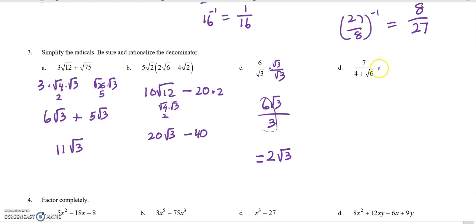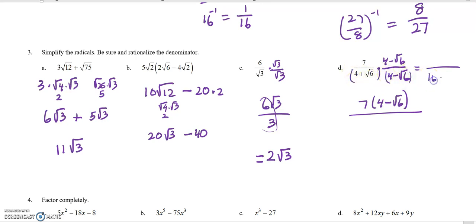And here we need to multiply by 4 minus root 6 on the top and the bottom. On top, I'm not going to multiply that out. Maybe I'll decide to later. I do need to FOIL the bottom. If I FOIL the bottom, the outer and inner terms are going to cancel.